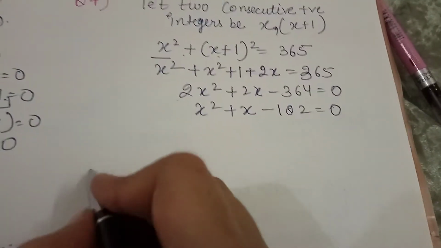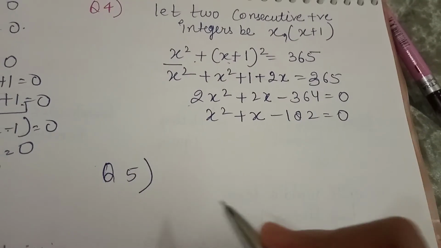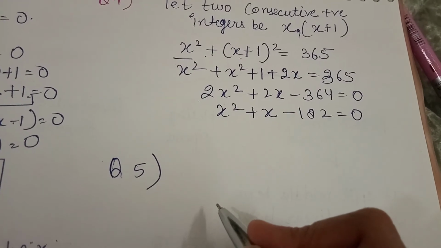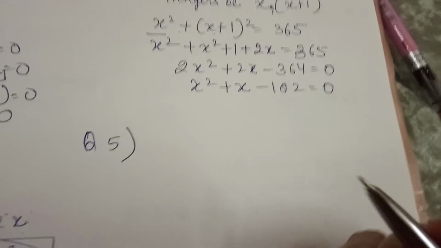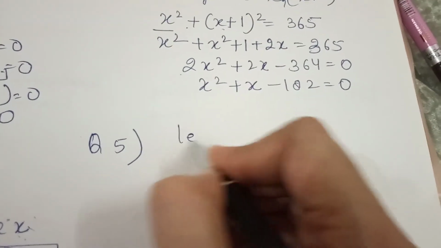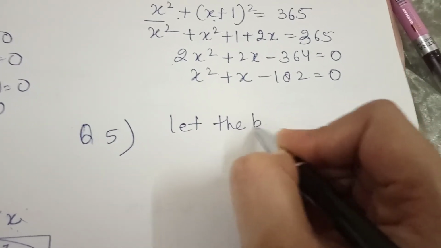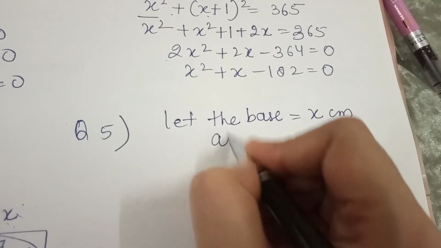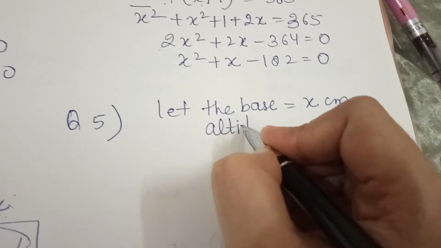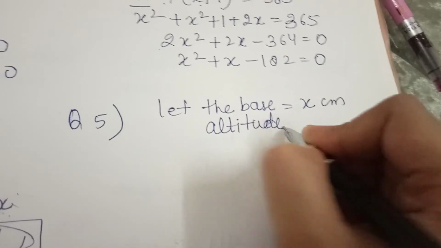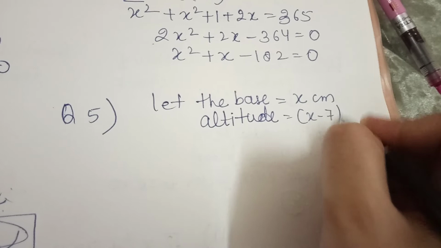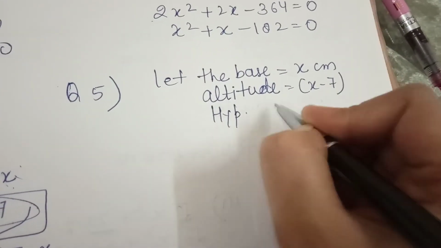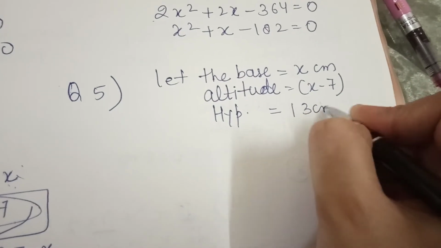Now next question number 5. The altitude of a right angle triangle is 7 centimeter less than its base. So what we will let? Let the base of right angle triangle is x centimeter. So what about altitude they are saying? Altitude is 7 centimeter less than base. And what have they given? They have given hypotenuse also. The hypotenuse they have given 13 centimeter.